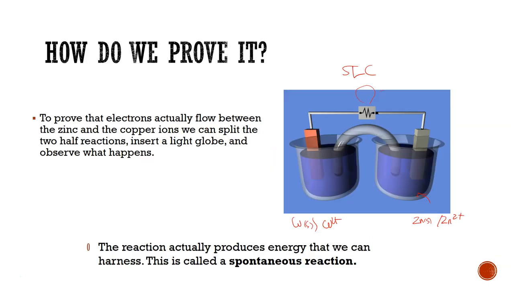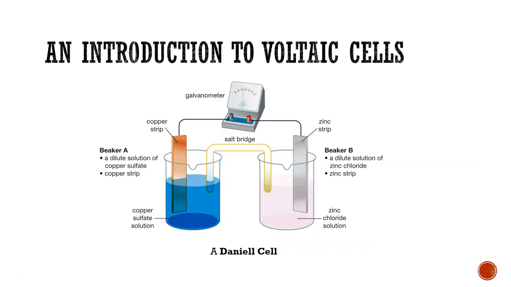Okay, so we need to split the two half reactions of a spontaneous reaction in order for us to generate electricity. And when we do, we get what we call a cell. Okay, and when we have multiple cells, we have a battery. So this is a schematic of it drawn with everything labeled.